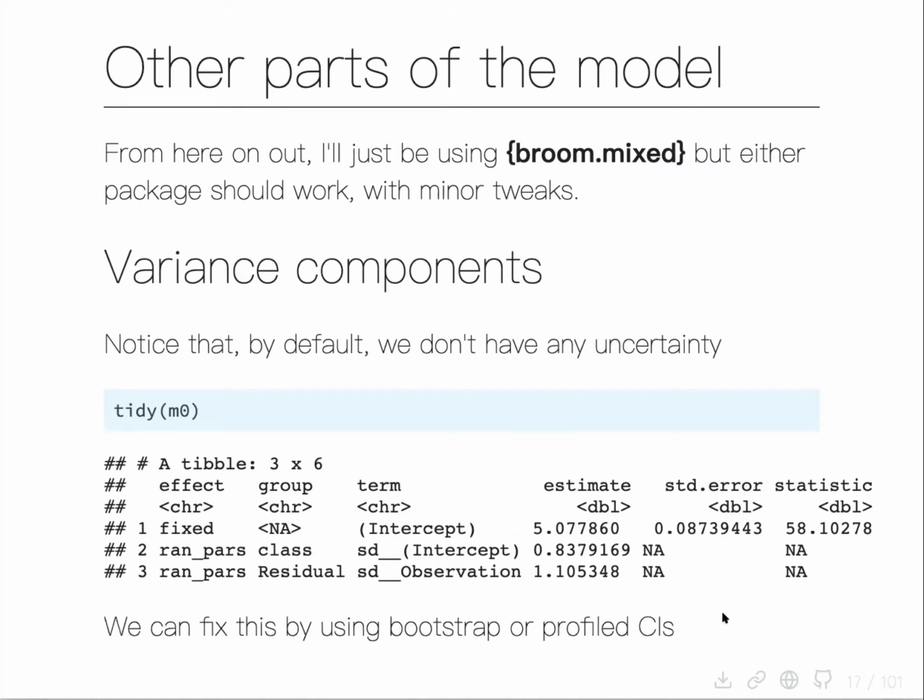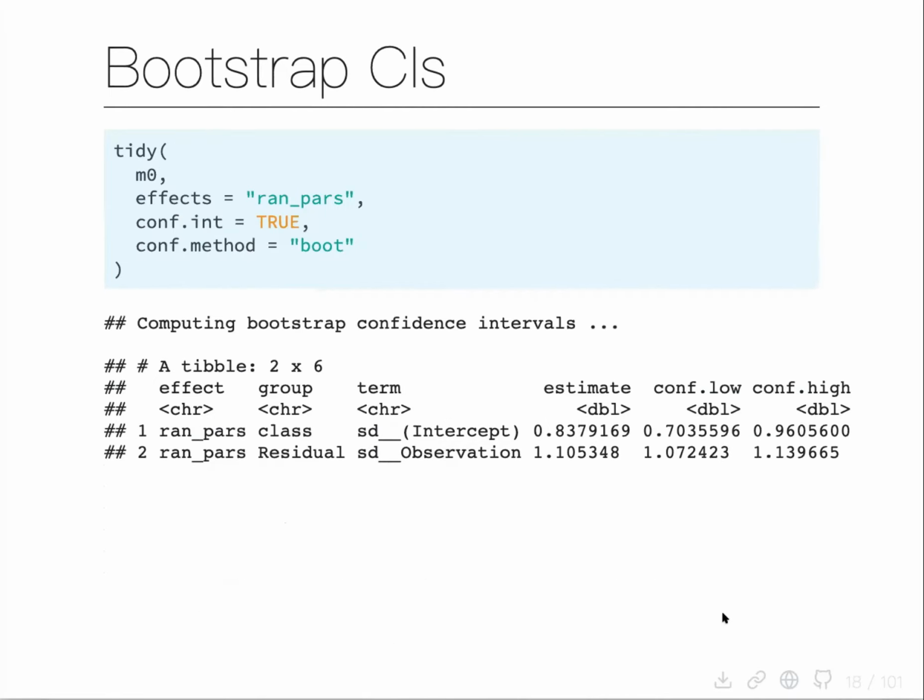And so what we can do is compute confidence intervals for those variance components by using either profiled or bootstrapped confidence intervals, which we talked about a little bit last time. This is how we would do this. I'm going to say tidy M0. The effect I want is just the rand pars, so I'm not worried about the fixed effects in this case.